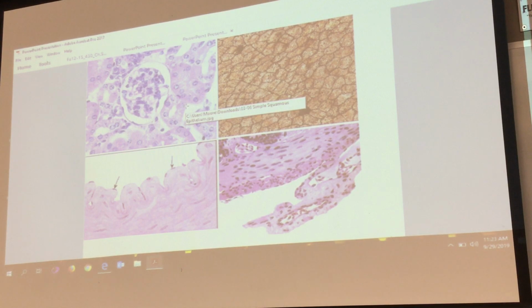Where do you find simple columnar? Digestive tract. What's the function? Secretion and absorption. Right? If it's a simple epithelium, it's going to be involved in transport.